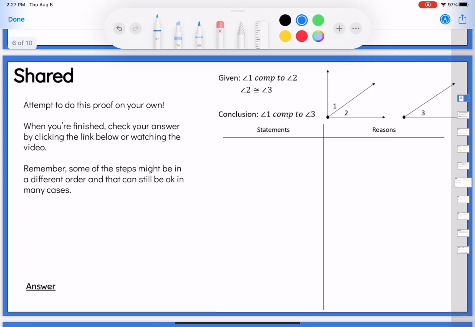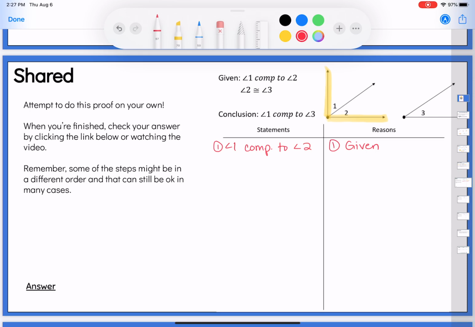So our first step, number 1, angle 1 complementary to angle 2. Given. So obviously now in our heads we're thinking something about, okay, well, this must be a right angle then, right? And you could write an if-then form if we needed it, although I'm not sure that we do. Okay, so angle 1 and 2 forming a right angle.